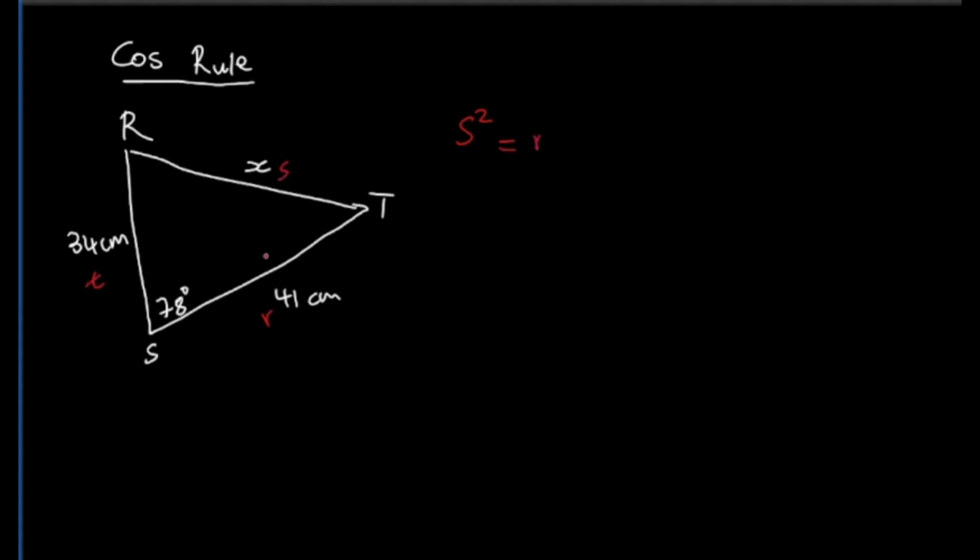So this will be r squared plus t squared, then you minus 2 of that rt, the cos of that included angle, which is S. You understand that part?